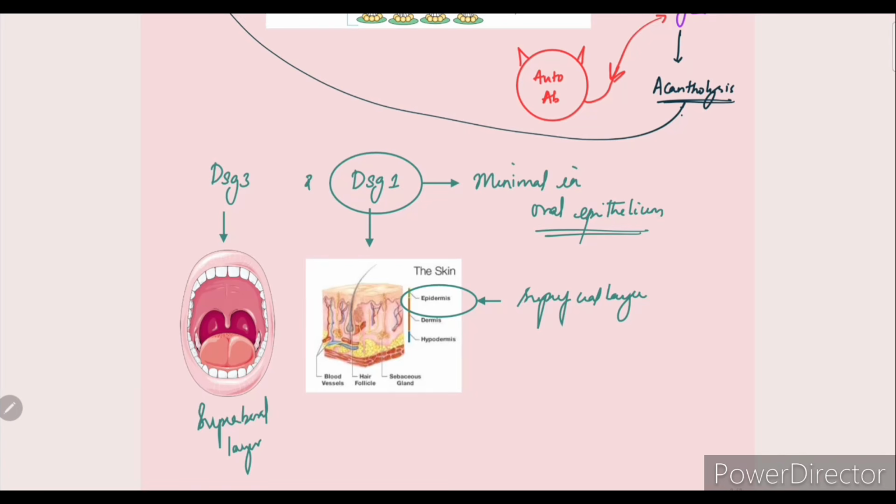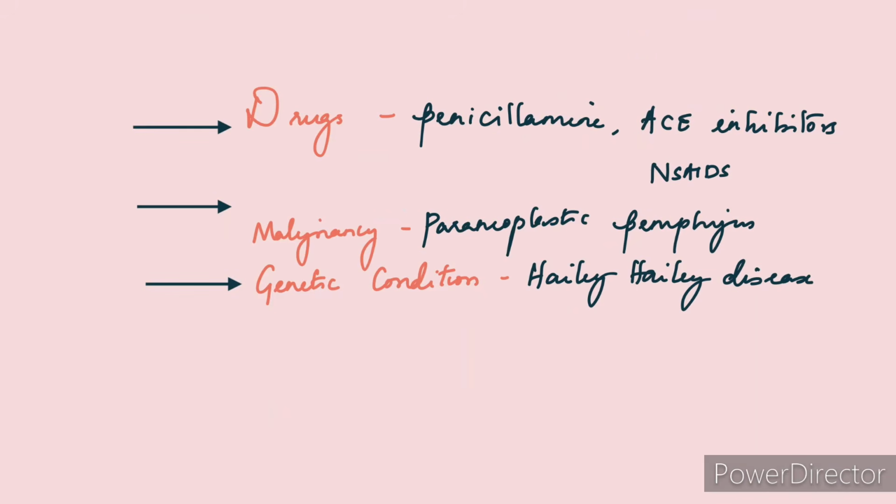Other than autoimmune disease, sometimes Pemphigus-like oral conditions can be seen in patients who are taking certain medications such as penicillamine, angiotensin converting enzyme inhibitors and non-steroidal anti-inflammatory drugs. Pemphigus can also be associated with malignancy, especially lymphoreticular malignancy. Such a condition is called paraneoplastic Pemphigus. In addition, a rare genetic condition called chronic benign familial Pemphigus or Hailey-Hailey disease may also be reported, in addition to the autoimmune pathogenesis.